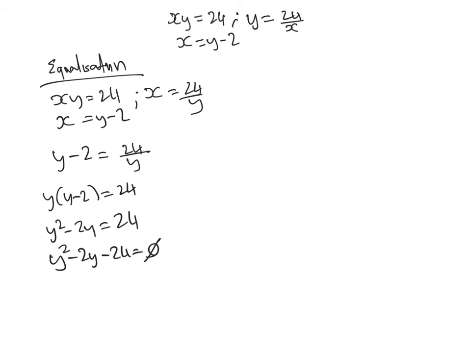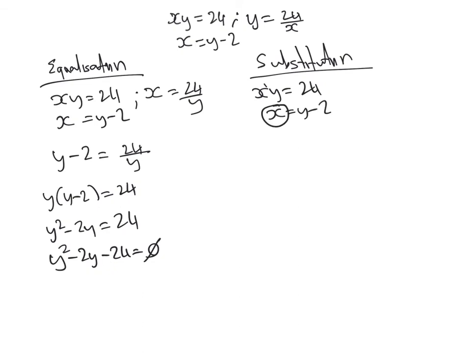Now, if we didn't realize that this was a reciprocal, we could have used the substitution method. Okay, and the substitution method is very powerful, especially when they already give you a linear where you've got x equals or y equals. Okay, so in this case, we've already got x equals, so we're going to substitute any value of x with our x definition. So in the top, where we have xy equals 24, and we now have x equals y minus 2, we're going to substitute.